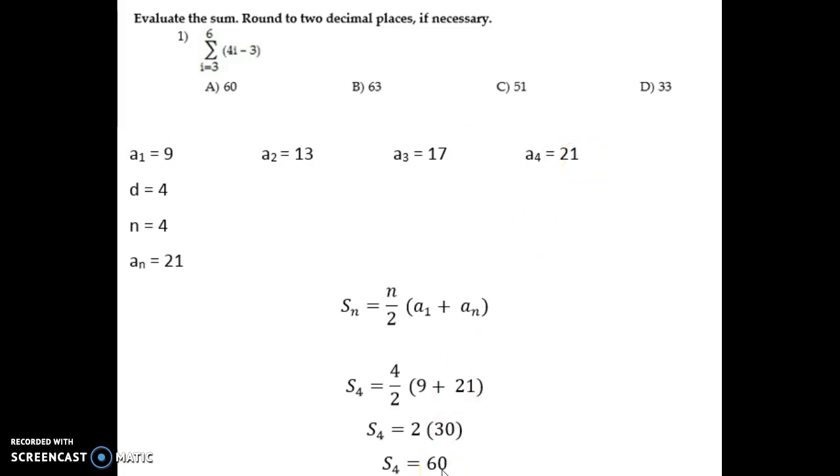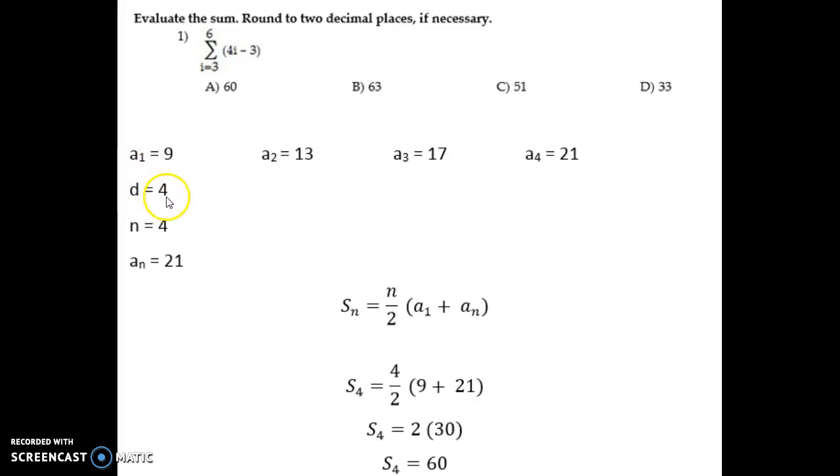But it's good to know how to use the formulas, because sometimes these can be a lot longer than just 4 terms. If this could go all the way up to a much larger number than 6, maybe it went up to 100 or 1,000, and you would not want to try to write out all 1,000 terms and add them together. That would take you a very long time. So you'd want to use the formula.